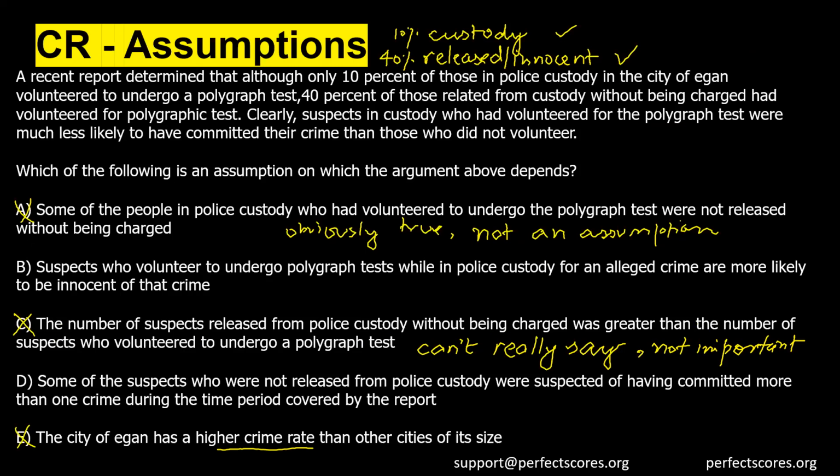Okay, so I've eliminated C as well because you can't really say it's an assumption. It's more like a fictional answer. What if it were true then? But C is definitely not an assumption. So it's out of B and D, and I think it'll be easier now to make a choice. So which one?